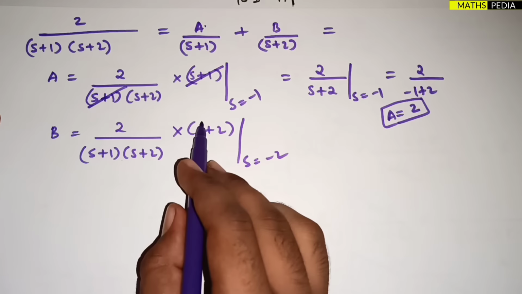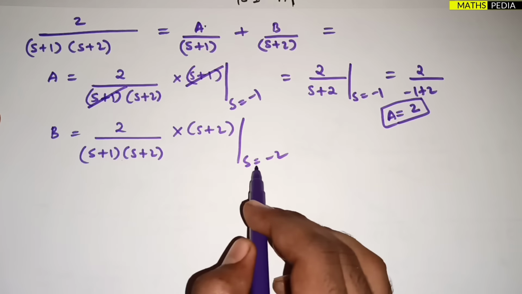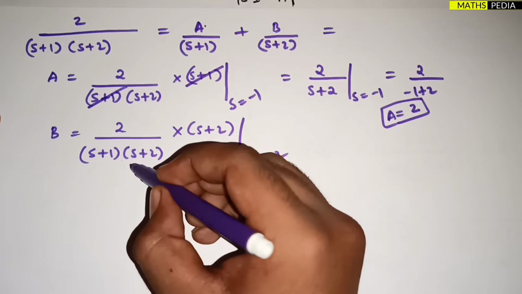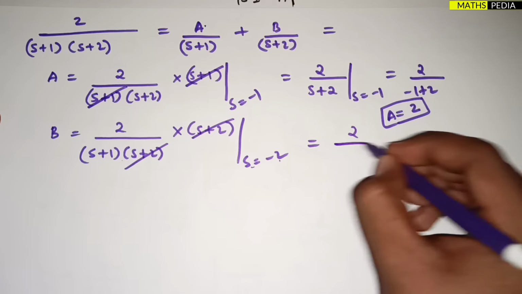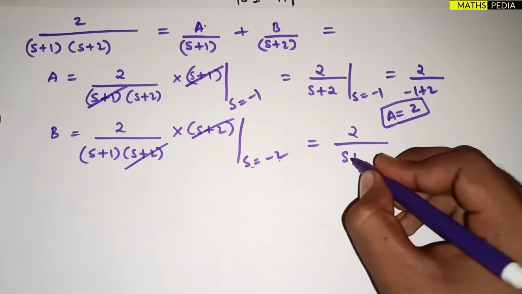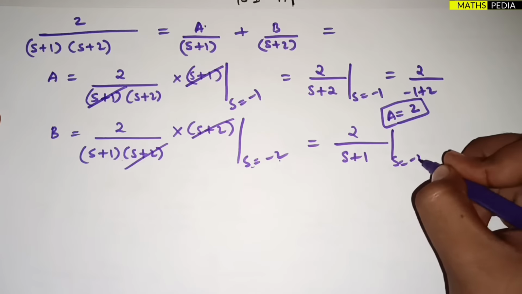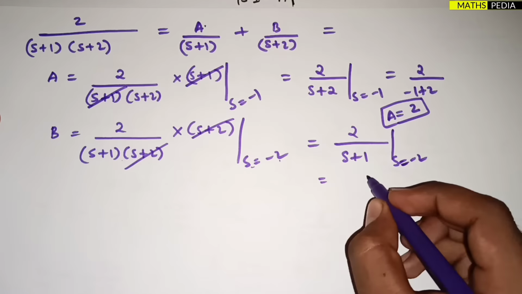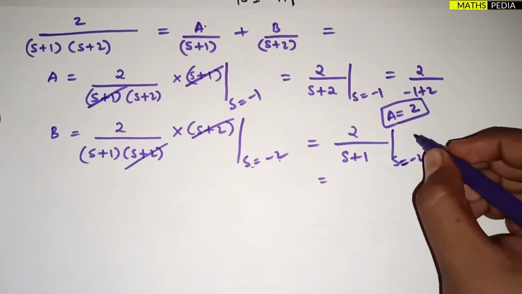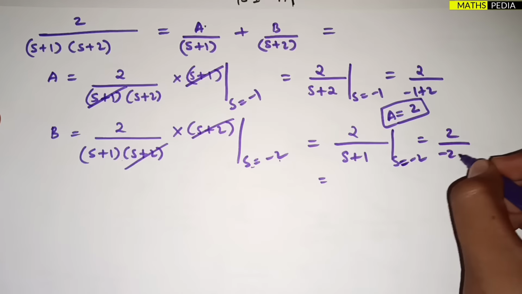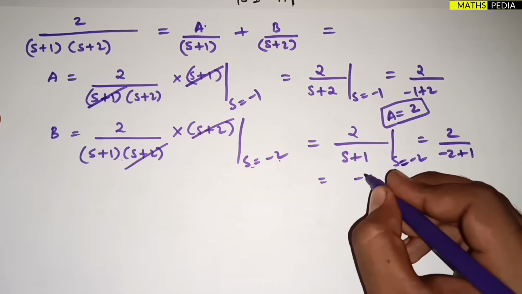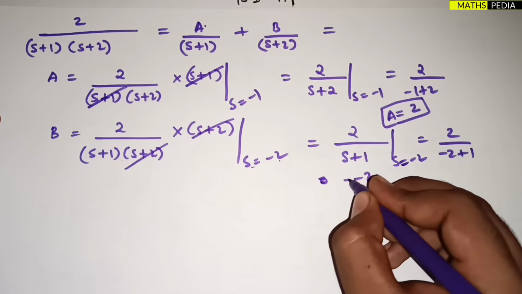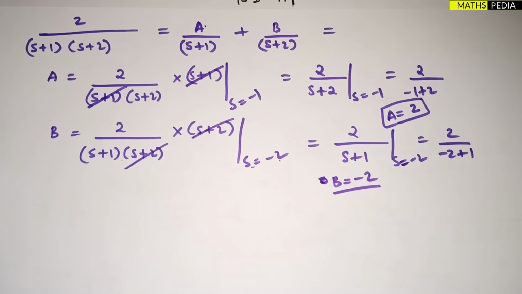We have to make this term as 0. So substitute s equal to minus 2. Now the thing is that after cancelling only you have to substitute the value. So it is 2 by s plus 1 remaining. Substitute s equal to minus 2. So what will happen? 2 by minus 2 plus 1. So it is 2 by minus 1, right? So it will become minus 2. So this is b value. So b value we got it as minus 2.